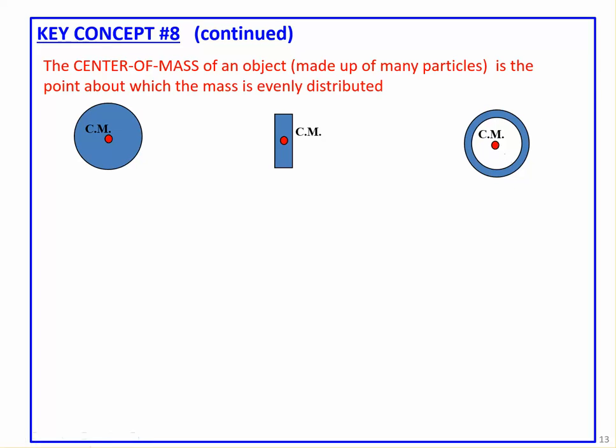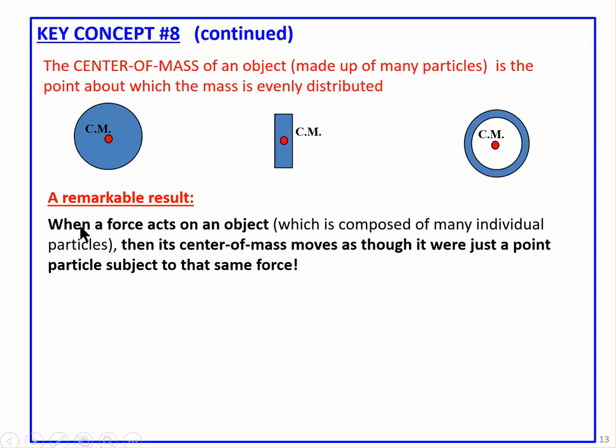Now, if I gave you a more complicated shaped object, it may not be so easy to figure out where the center of mass is, but every object has a center of mass, and you'll learn later on in your physics course how to find it. The point for now is that the center of mass is going to be the key to describing the overall motion of the object, because we're just going to follow the motion of the center of mass. And this is a truly remarkable result. When a force acts on an object, whether a car or a disk or a stick or a planet, the center of mass of the object will move as though the whole object were just a point particle subject to that same force.